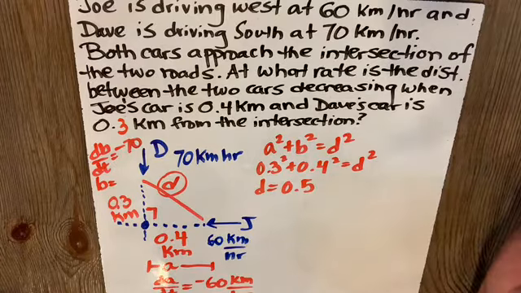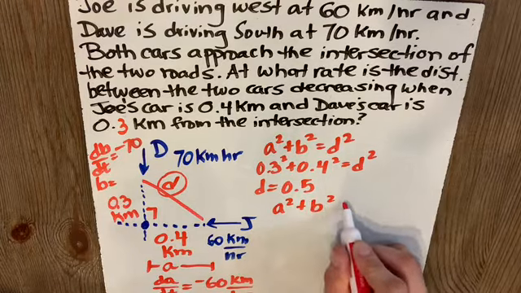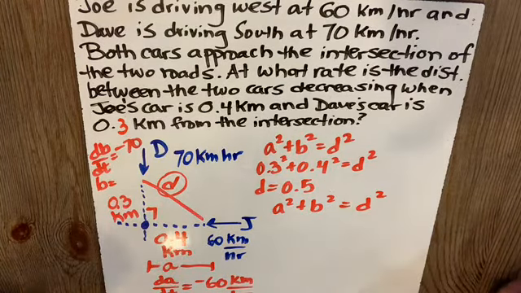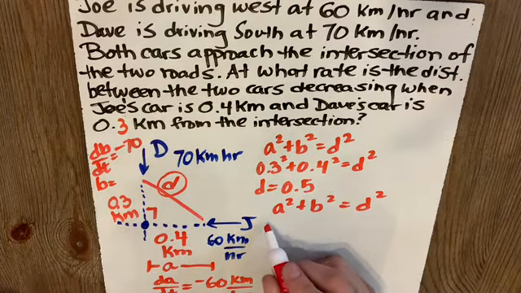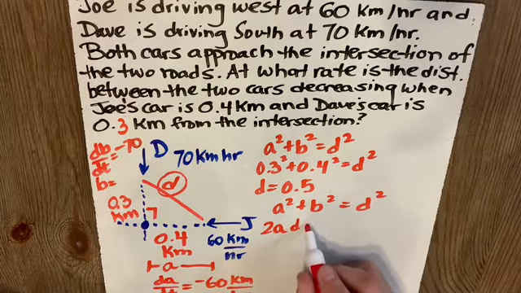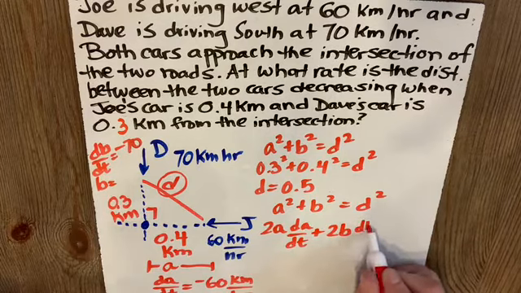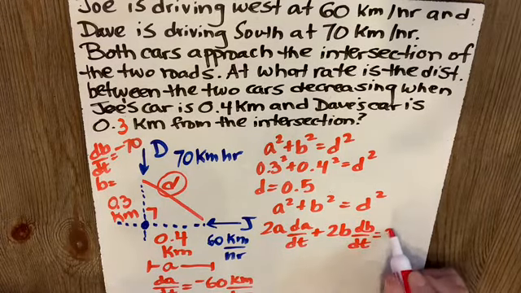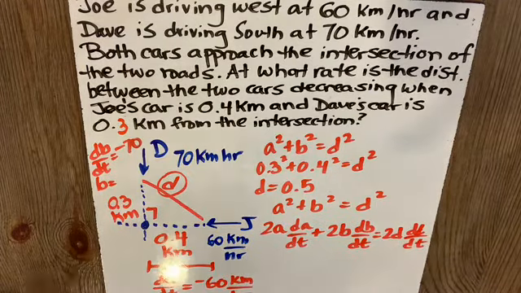So I had to figure that out because if I'm going to use this relationship, A squared plus B squared equals D squared, and I'm going to find the derivative with respect to time, I'm going to get 2A to the first dA/dt plus 2B to the first dB/dt is equal to 2D to the first dD/dt. Sorry, just had a brain cramp there for a second. All right, so now I can start to plug in for my different knowns.